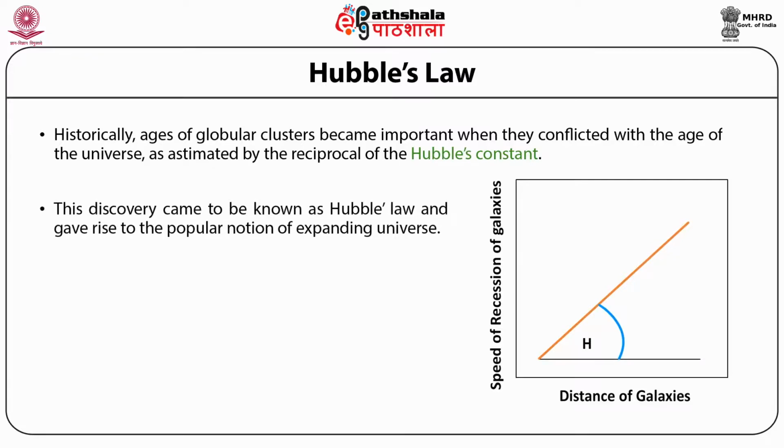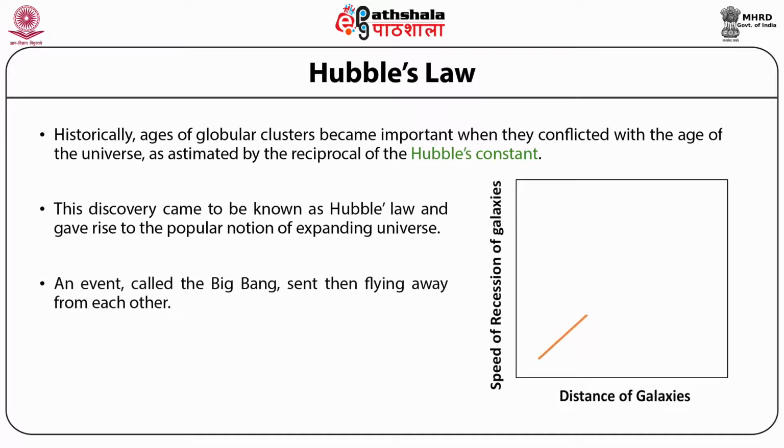So this discovery came to be known as the Hubble's Law and gave rise to the popular notion of an expanding universe. It was argued that if the galaxies are moving away from each other, at some time in the past they must have been together at one point from where an event popularly known as the Big Bang sent them flying away from each other. So the age of the universe is reckoned from this event. It is estimated largely from the reciprocal of the slope of the Hubble's law.